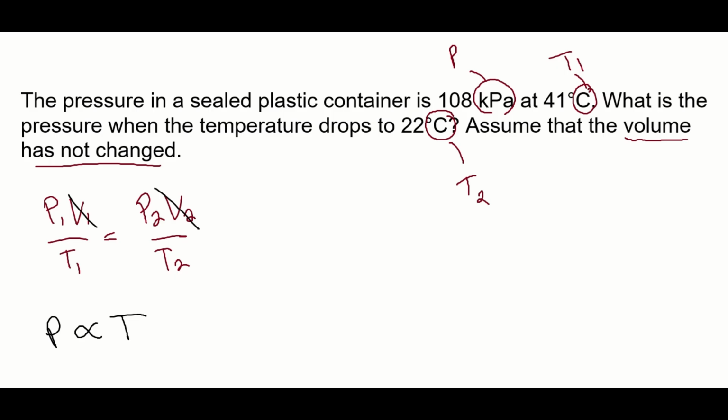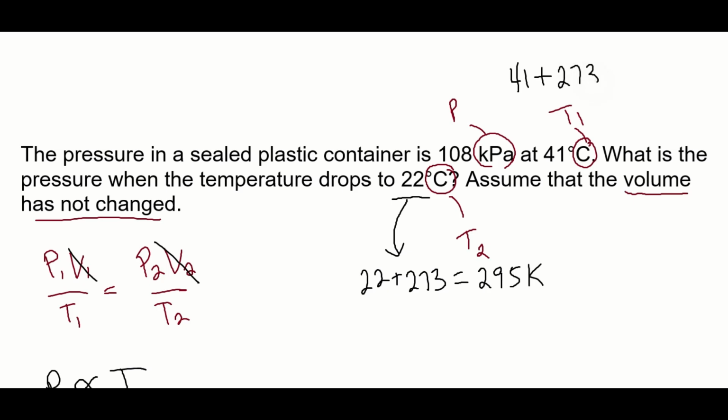Gas laws are proportionality statements, so we need to use absolute scales, not scales which arbitrarily choose 0 to be some point. So we need to convert our temperature values from Celsius to Kelvin. We can do that by adding 273. So 22 degrees Celsius is 295. Let's add 273 to T1, and that'll take us to 314 Kelvin.